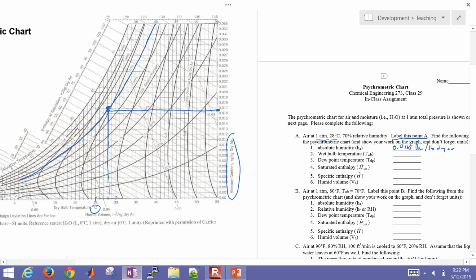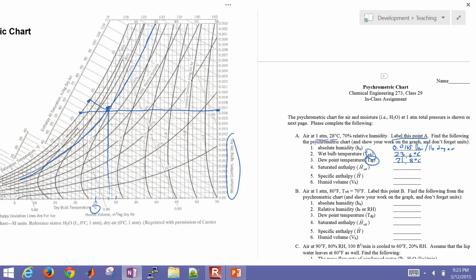Okay, so let's look at our wet bulb temperature. Follow the enthalpy line up. That's going to be about 23.6 degrees Celsius. Okay, so let's look at our dew point temperature. If I trace it all the way over here, that's going to be about 21.8 degrees Celsius.